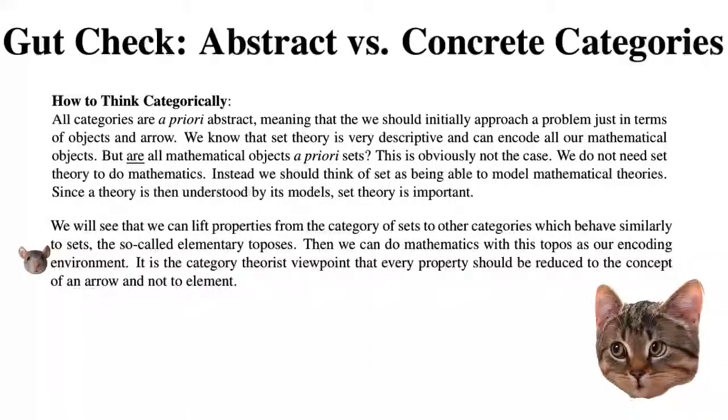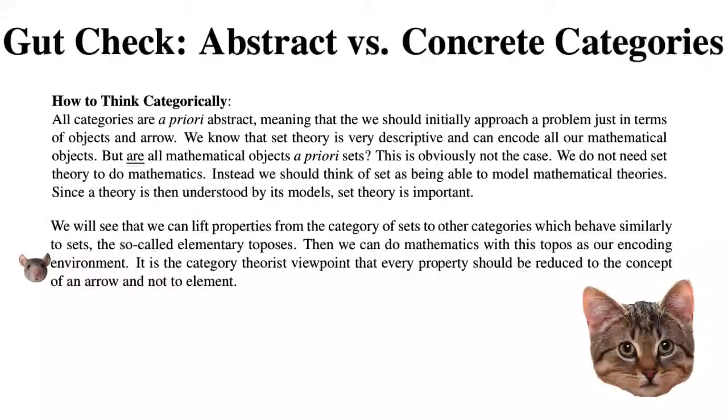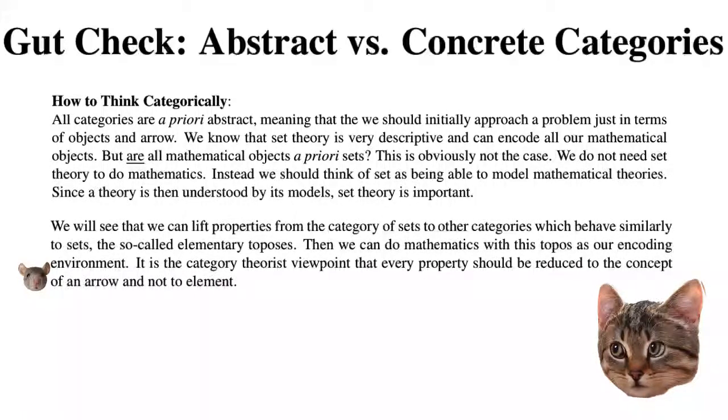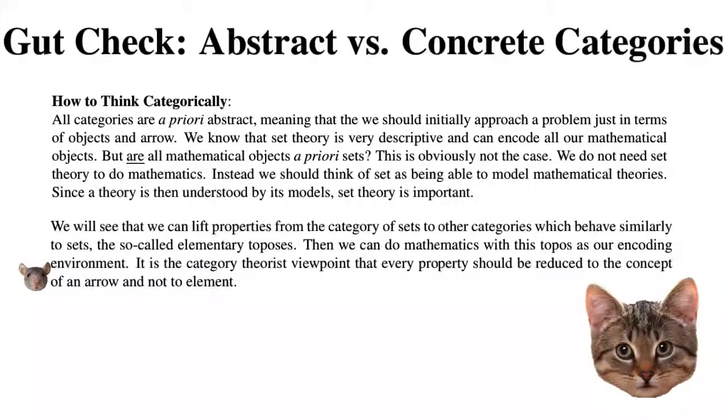And so it's the category theorist viewpoint that every property should be reduced to the concept of an arrow and not to an element. So it's a change in perspective. You have to get your brains to stop thinking in terms of trying to look inside objects and at the elements, and try to step back and see everything as arrows.